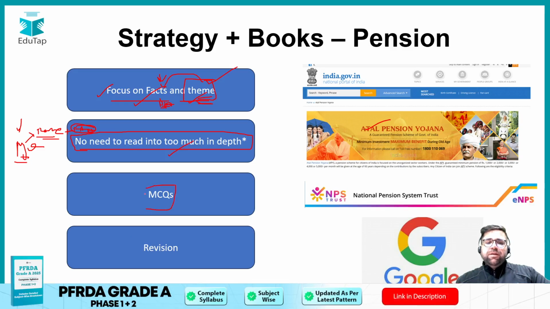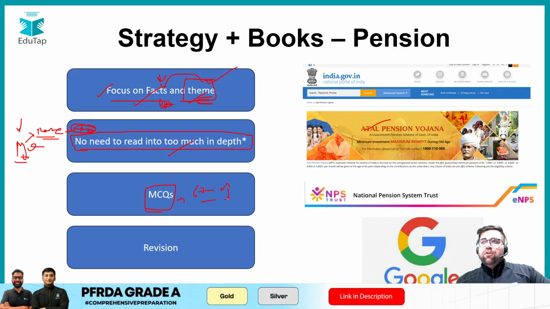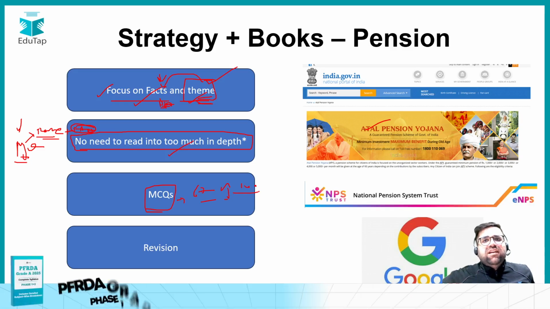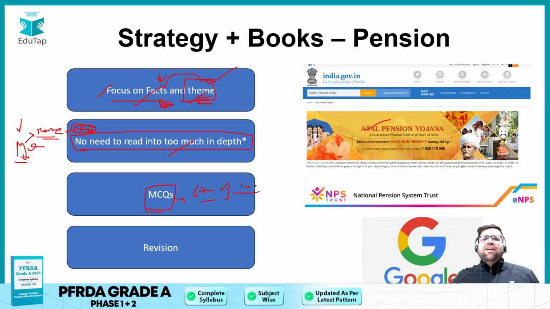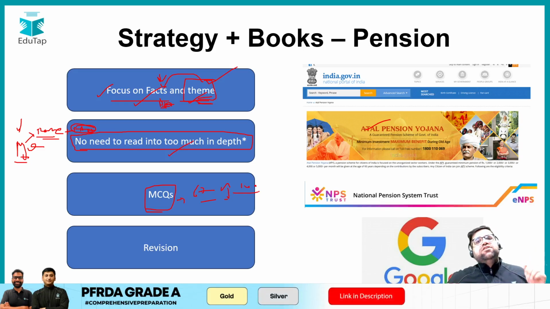Moreover, practice multiple MCQs. Now, if you see in pension, roughly there are 6 to 7 chapters. So if you want to increase your score in pension, then try to solve at least 100 MCQs per chapter. At least 100 MCQs per chapter will give you the confidence that yes, I have done enough. If not 100, then 50 is also enough. But those 50 should try to cover different areas of, let's say, APY or NPS also.